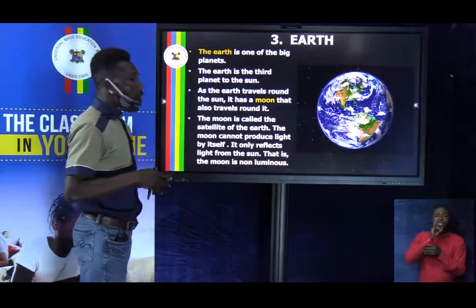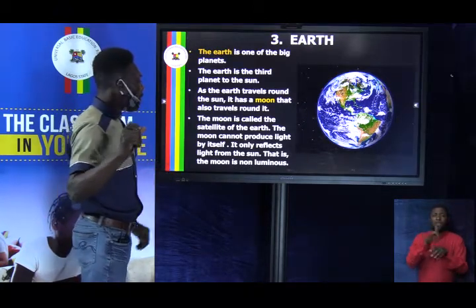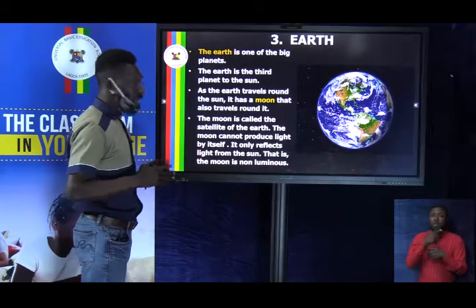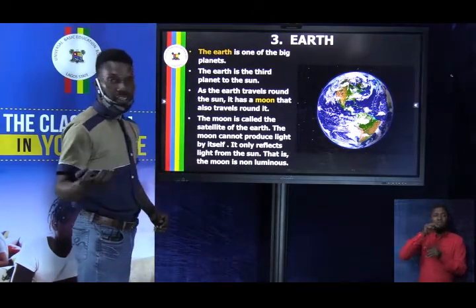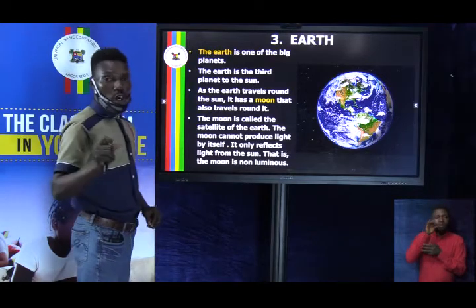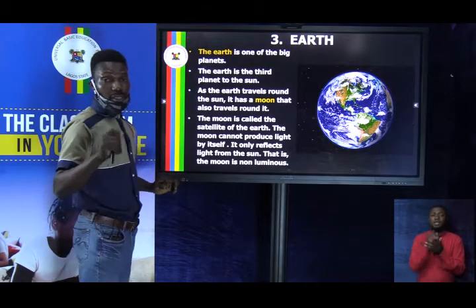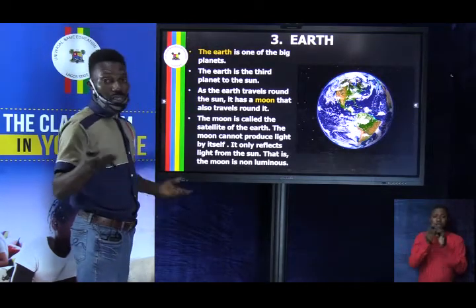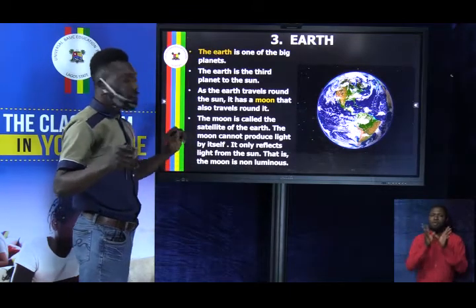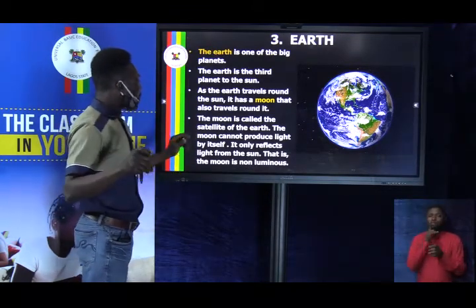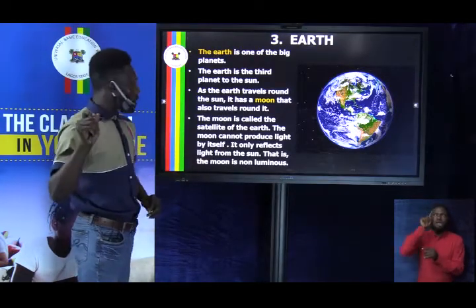The moon is called the satellite of the Earth. The moon cannot produce light by itself. It only reflects light from the Sun. That's, the moon is non-luminous. The other time we talked about the sun, that sun is self-luminous because it produces light itself, but the moon is non-luminous because it doesn't produce light itself. It only reflects light from the Sun.